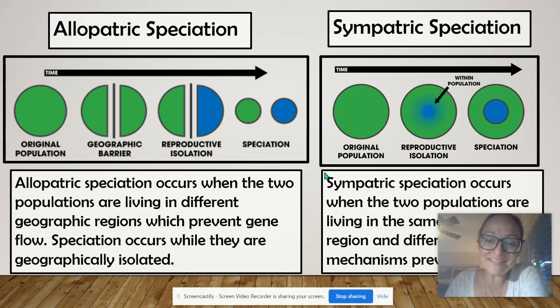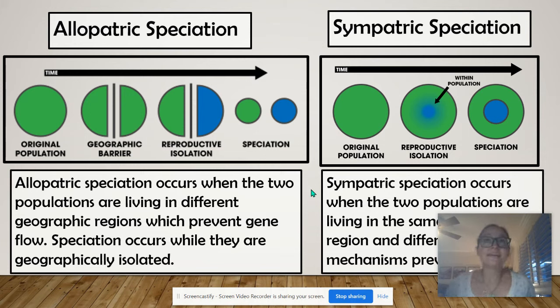So here, we'll just talk about allopatric first. So in allopatric speciation, basically, if a population gets separated and then evolves to become two separate species while being geographically separated, that is called allopatric speciation. So they were not near each other when they evolved to become different species. So that is due to geographic isolation.